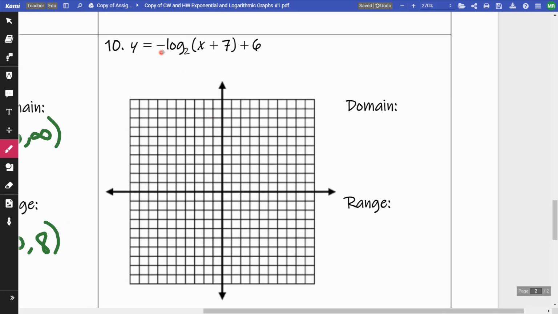So for number 10, this negative is going to flip my graph. So instead of it going like this, it's going to go like this. So it's actually going to look like a 1/2. So I'm always asking myself, what would make this be a 0? Because I cannot take log of 0. So here, that would be a -7. So I'm going to have an asymptote at x equals -7. So 1, 2, 3, 4, 5, 6, 7. This is 7 here. I moved it over 1.